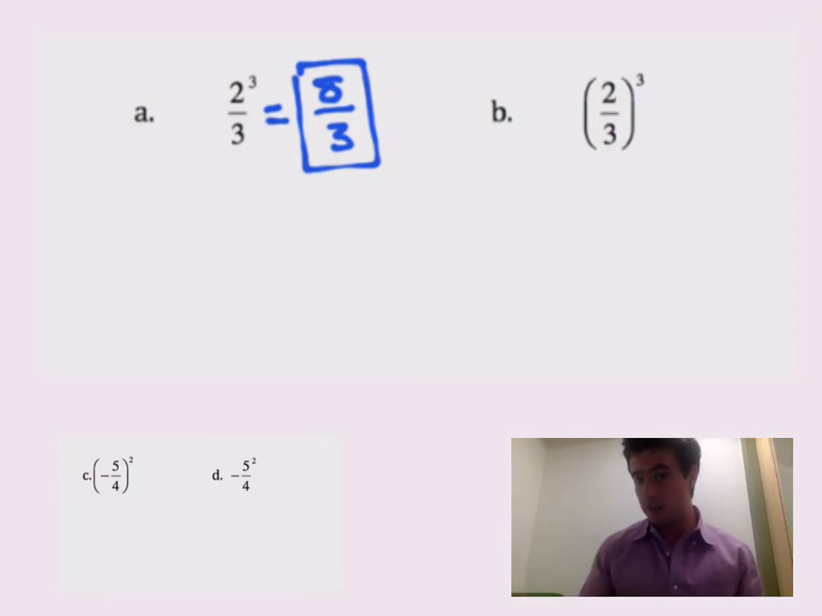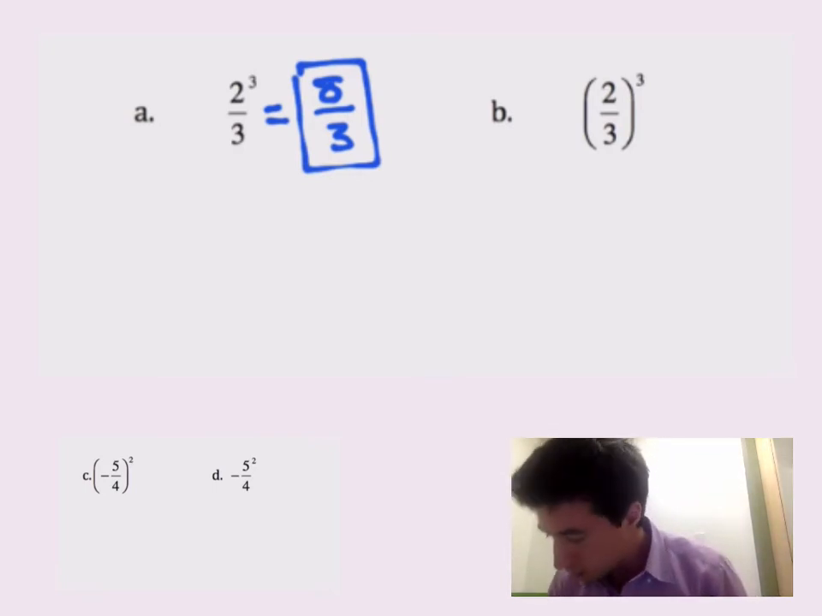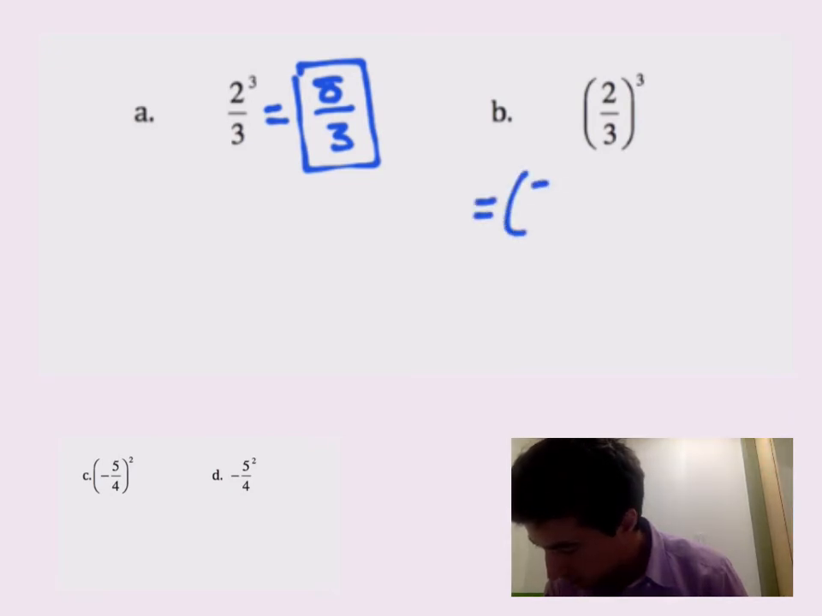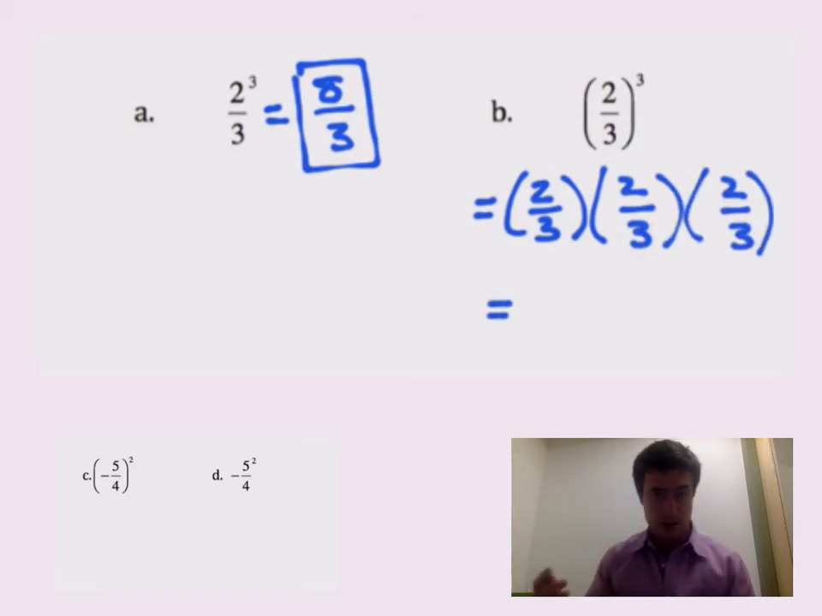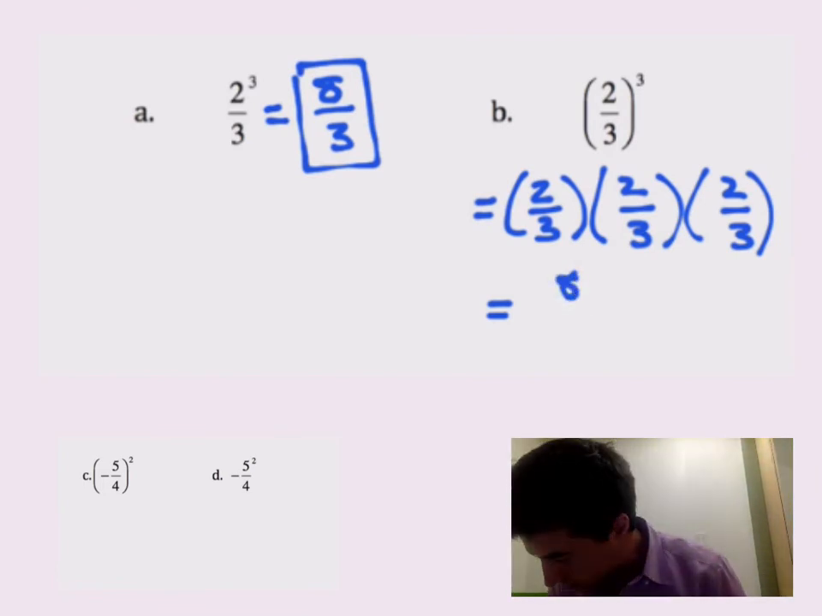But for the second example, with the parentheses, I call that 2/3 quantity cubed. In this case, we're going to end up with 2/3 times 2/3 times 2/3. And because we have the entire fraction being raised to the 3rd power, now we are going to cube both the numerator and the denominator. We're going to end up with 8/27. So just wanted to be very explicit about that little distinction.